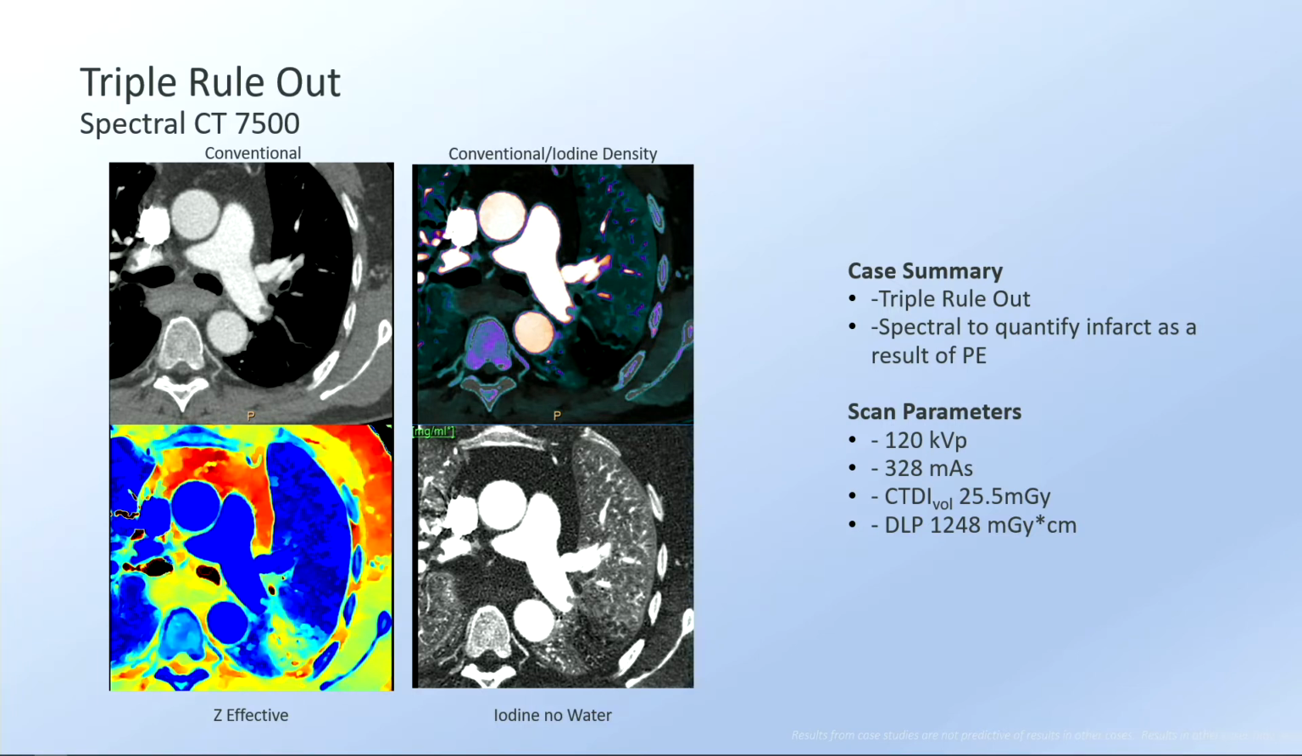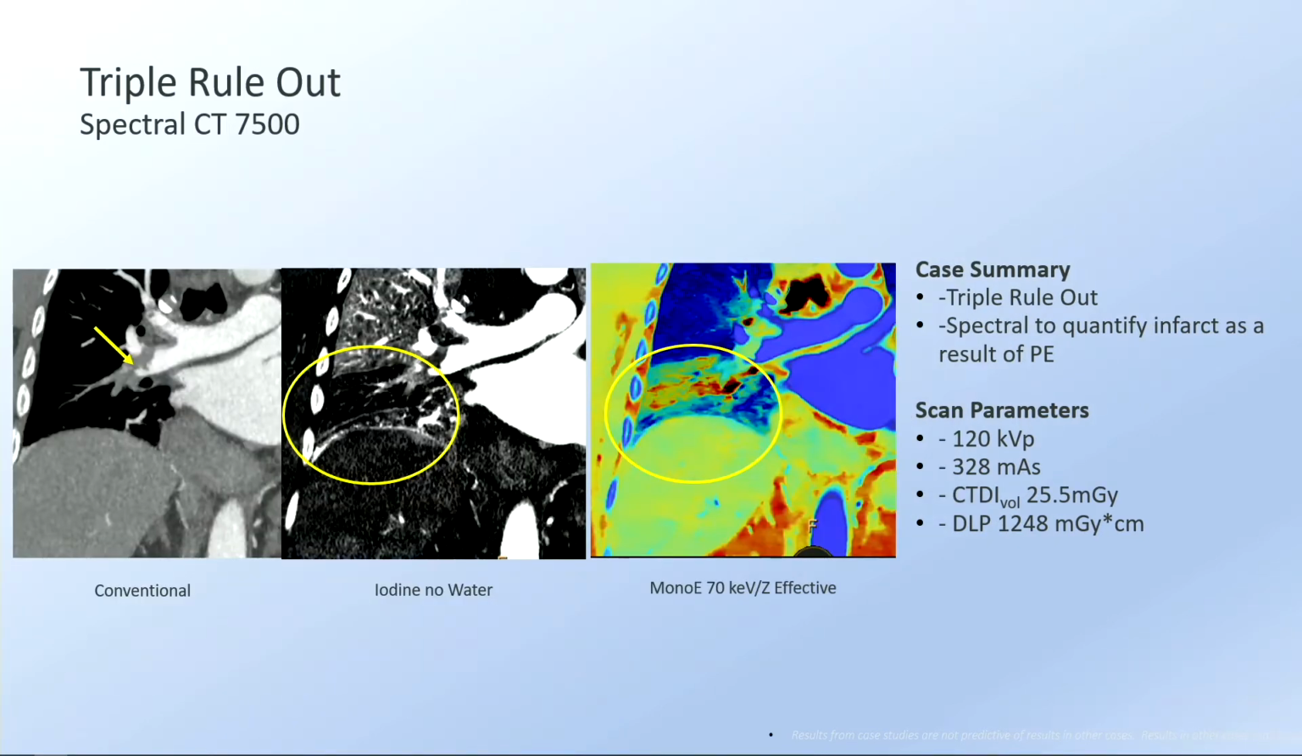But we can see that with the C effective, the iodine no water, and the conventional, and the iodine density, we can increase the visibility of that PE, and we can also assess how large the PE is and the perfusion of the lungs. So it helps us detect it, I think, and it also will help us determine how severe it is. We can see here more images where we can see the defect in perfusion in the lungs.